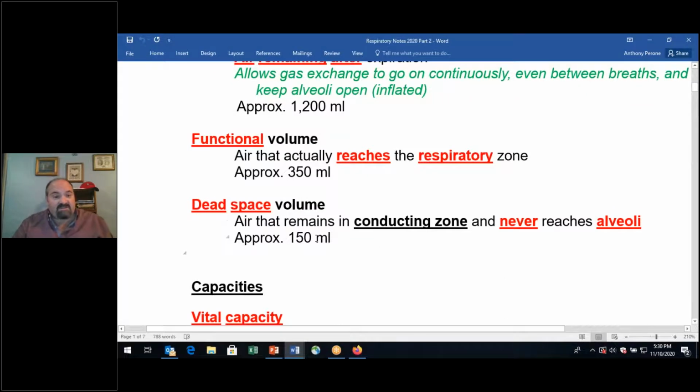You'll see here this dead space volume, air that remains in the conducting zone and never reaches the alveoli. So think about this for a moment. All the air that's present within the respiratory system, not all of it is involved in gas exchange. Really, where do we say gas exchange occurs? At the alveoli. So if the air is present within the trachea, the bronchi, the bronchioles, but it's not present in the alveoli, it's not gas exchange, so that would be the conducting zone of the respiratory system.